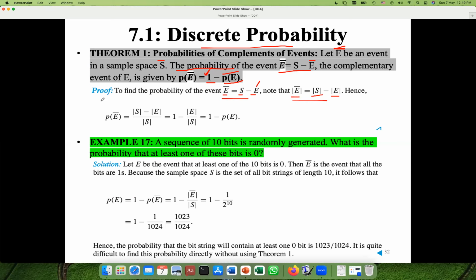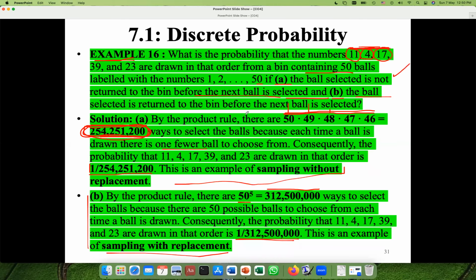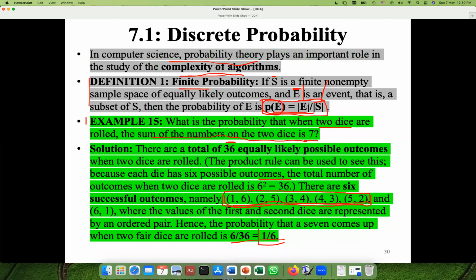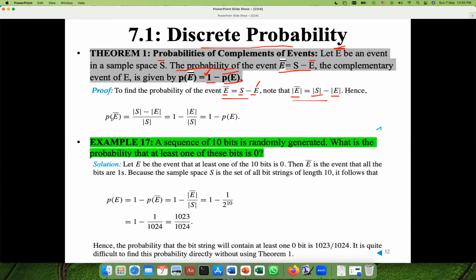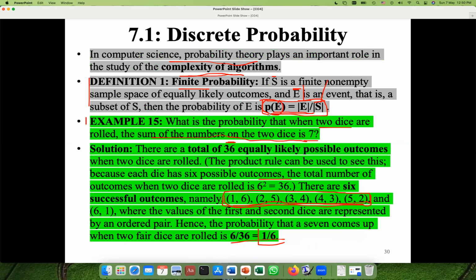Now we are going to make this equation again for a proof, with this simple definition, which is E divided by S. This is the normal definition. So the probability of E complement, how can I write that? According to that definition, the probability of E is E divided by S.